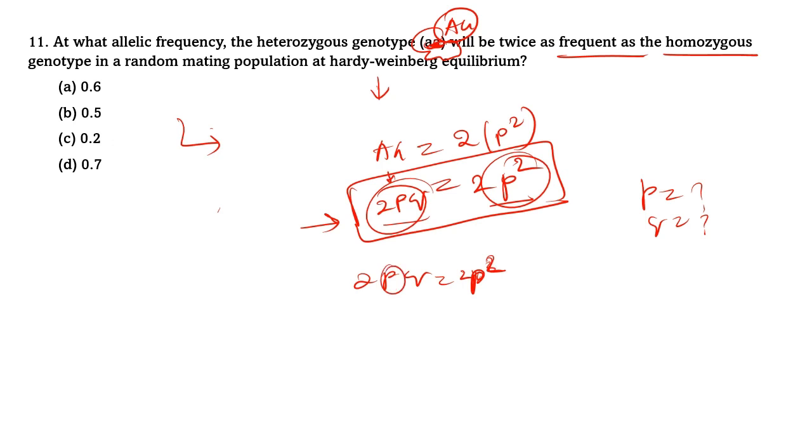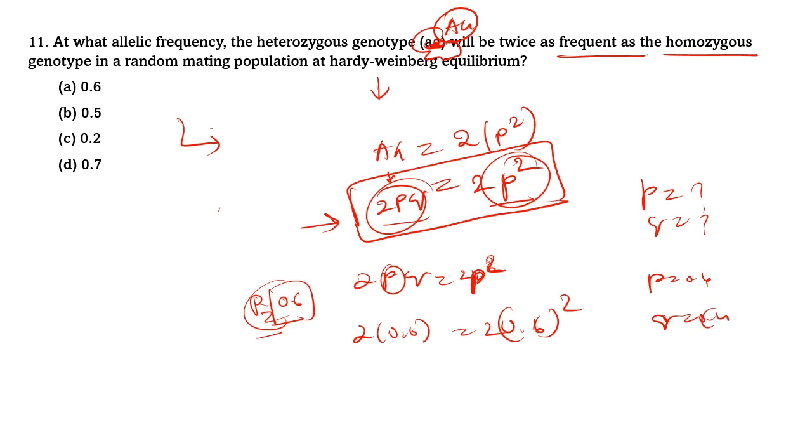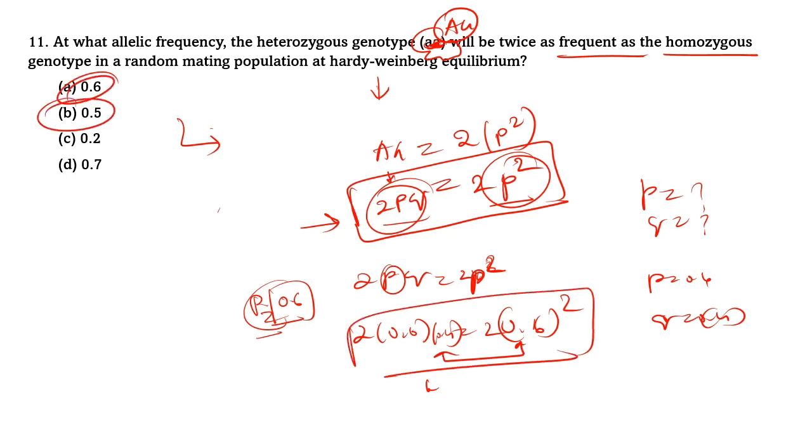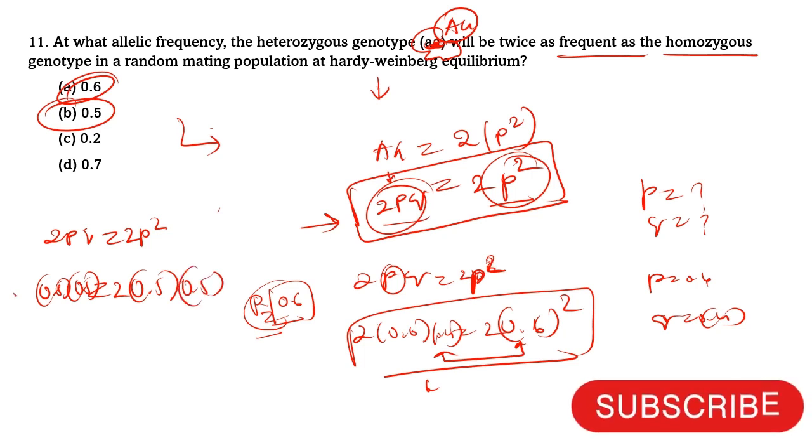See, if you just consider p as 0.6, then q will be equal to 0.4. If you substitute, the LHS and RHS are not equal if you are taking the first option. But if you are taking the second one, just check the same thing. 2pq is equal to 2p square. So p is 0.5, obviously q will be also 0.5. 2 into 0.5 into 0.5, and it is 2 into 0.5 square here. So here the LHS is directly equal to RHS. So logically it is 0.5.